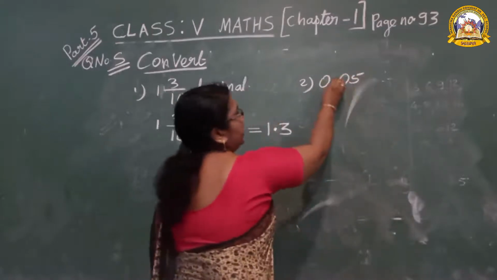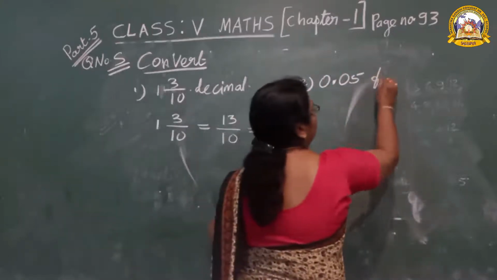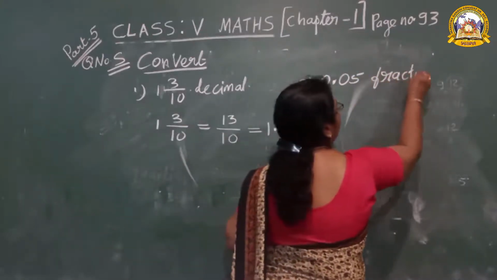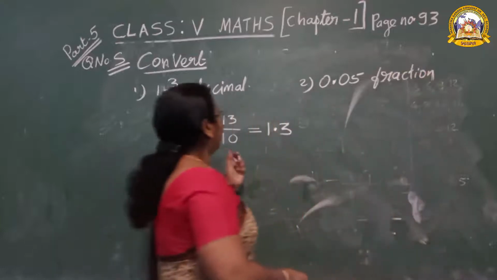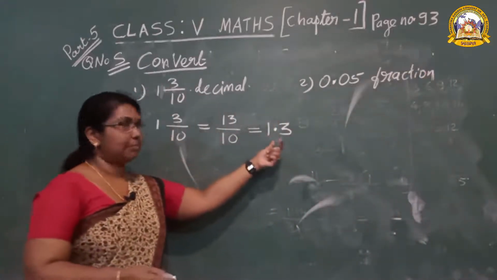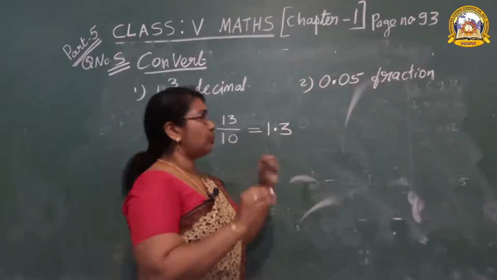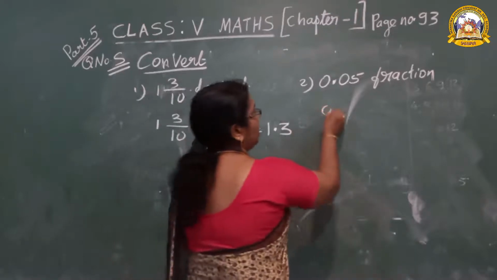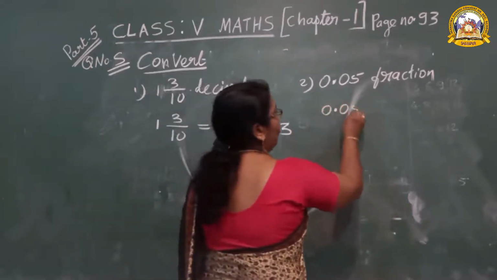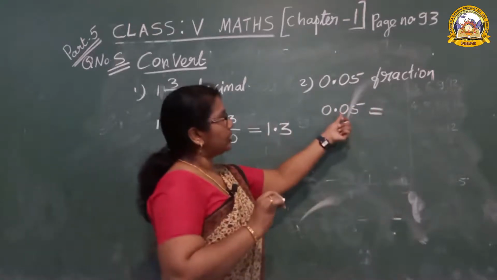0.05. It is written in decimal. We have to convert it into a fraction. Before, we converted fraction into decimal; now this decimal we have to convert into fraction. Just the opposite. Now look here. 0.05. We know it is a decimal. So just look here, students.